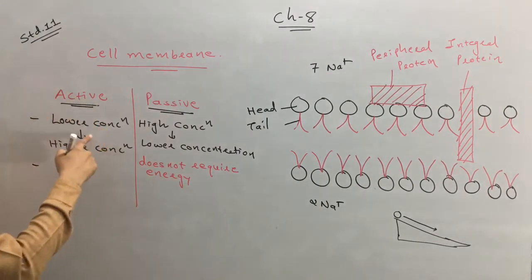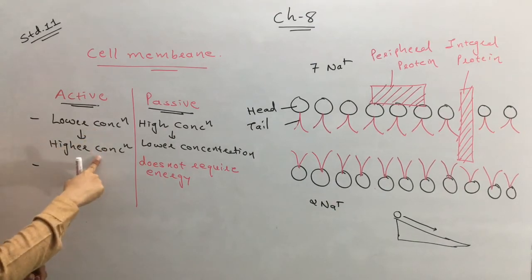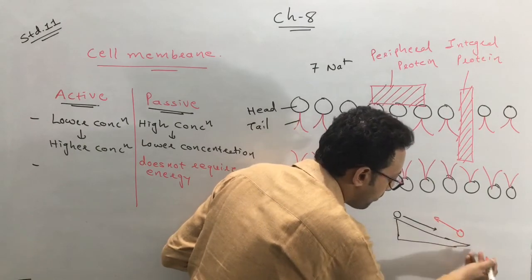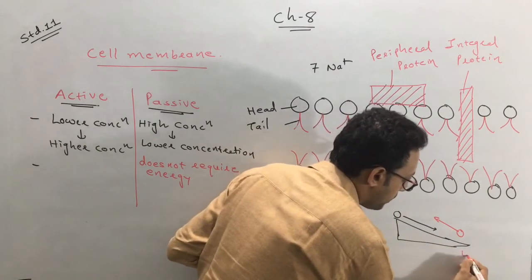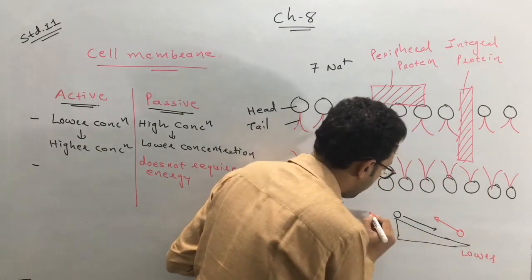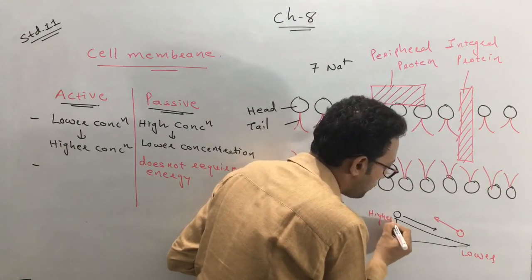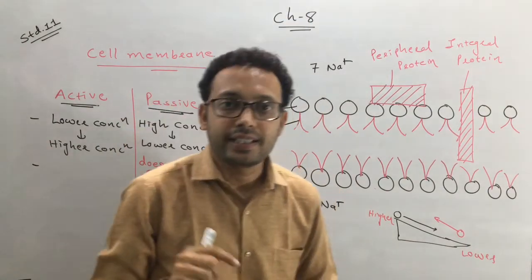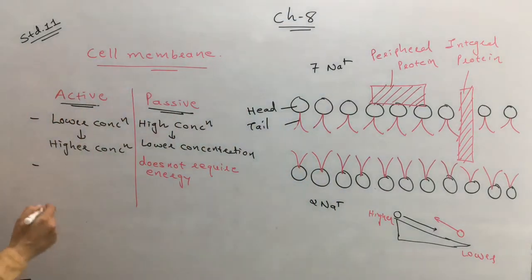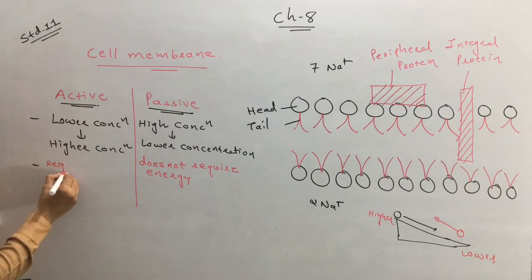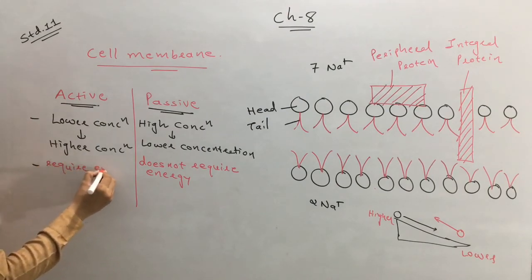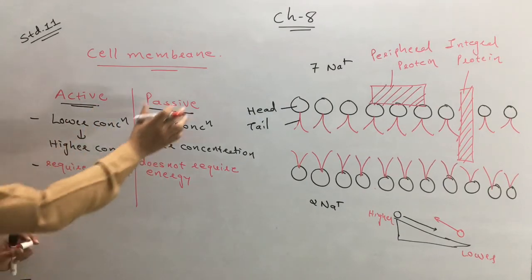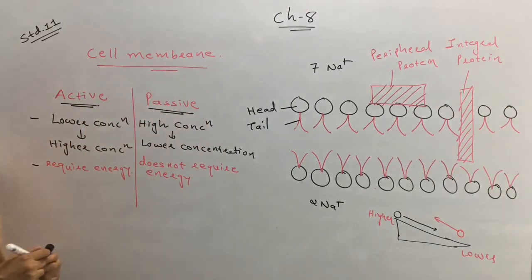But in active transport, the molecule moves from lower concentration to higher concentration. Like in active transport, the molecule moves like this, from lower to higher. This is lower and this is higher. So when it is moving from lower to higher, like when you are climbing, it needs energy. So active transport requires energy, and passive transport does not require energy.